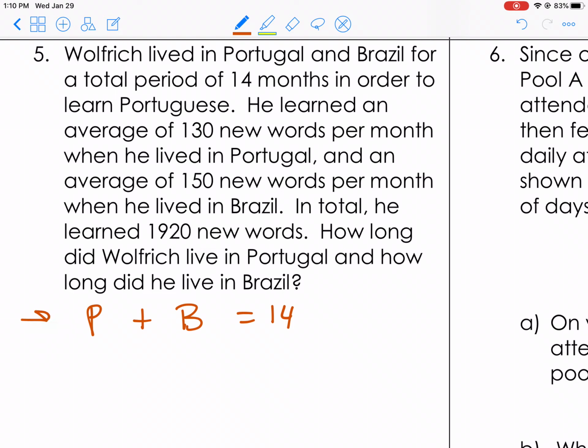Okay, so the top equation is talking about months that he was in each country. Now we want to talk about the number of words per country. So he learned 130 every month when he was in Portugal, and 150 when he was in Brazil, and he got a total of 1920. And they want to know how long did he live in Portugal and Brazil, so we need both answers here. You could solve this using substitution or elimination.